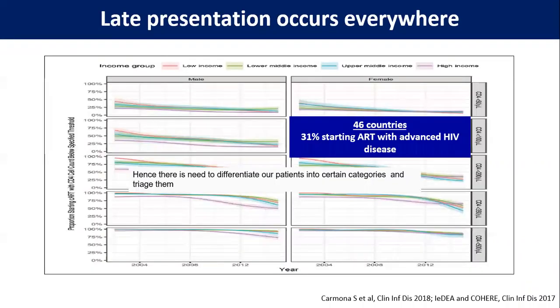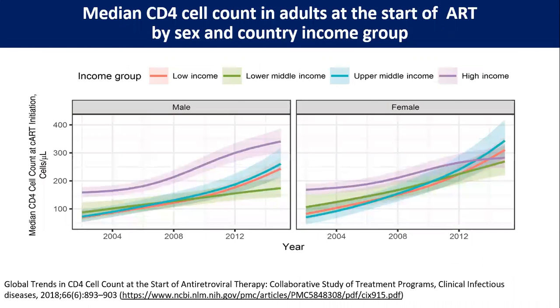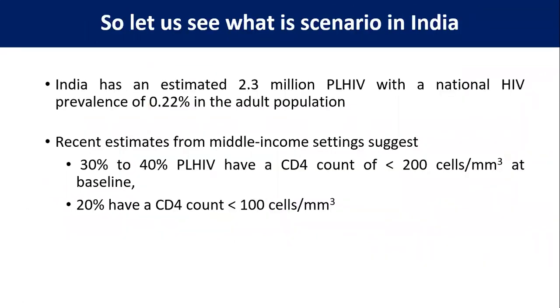If we look at the prevalence of late presentation, we find that irrespective of the solvency of a country, whether it is a low-income, lower middle-income, upper middle-income or high-income country, it is similar in all the countries. In 46 countries, it is found that 31% of people present to ART centers with advanced HIV disease. And among them, males present later than females. So this was the global perspective.